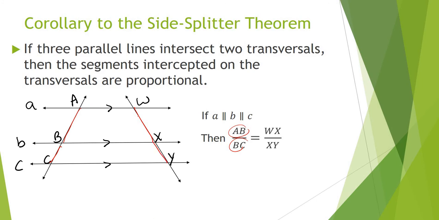Same idea, except we don't have a triangle. We've got just two transversals. I'm not going to do an example of this one. We're going to go ahead and do our last theorem. It's going to be a pretty quick video.